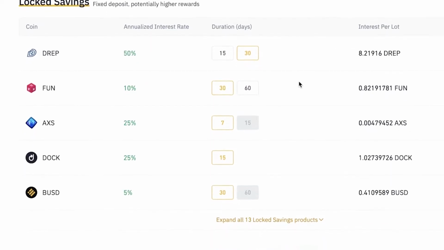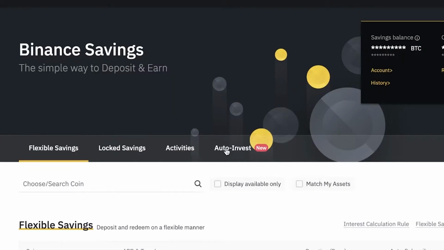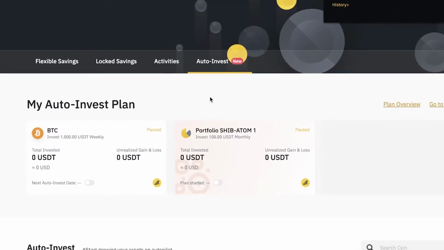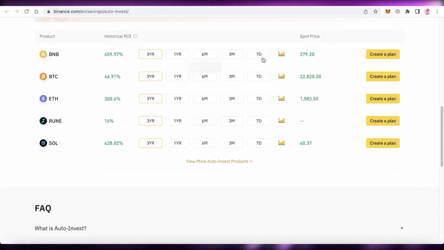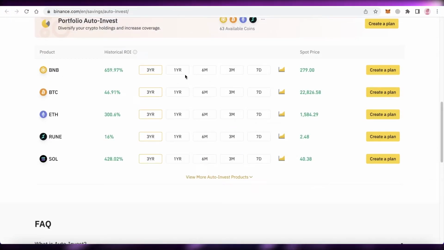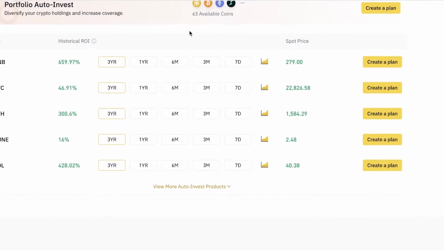Now, below that, you also have other types of trading like auto invest. You can click on Binance Auto Invest, and you can go ahead and create a long-term or short-term plan, however you might like, and you can take a look at the ROIs, which is the return on investment.